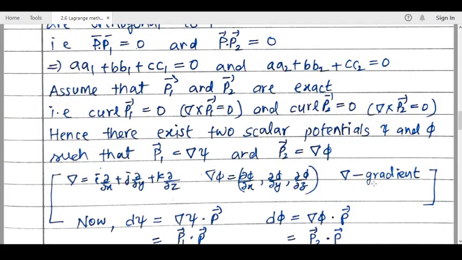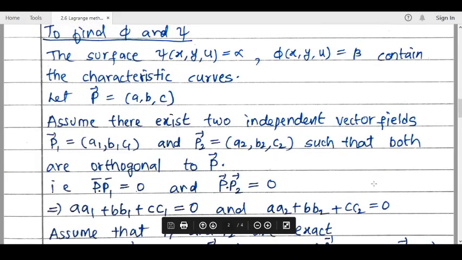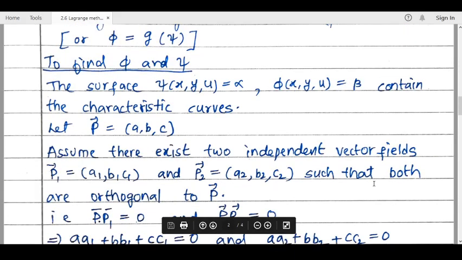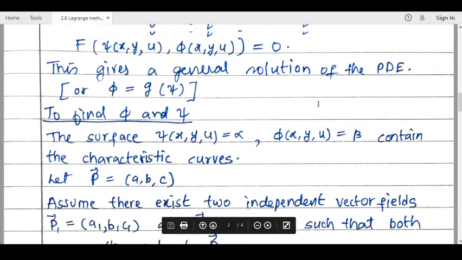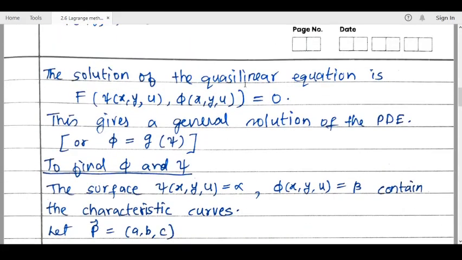So earlier we had psi equal to alpha and phi equal to beta, the equations of the surfaces. Then psi and phi are constants, so here you get a relation between these two. Suppose psi equals c1 and phi equals c2. Then we have a relation f of c1, c2 equal to 0, and in this way you will get a general solution of the PDE.